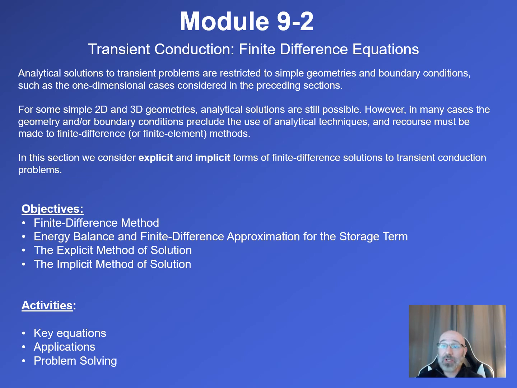So in this section, Module 9.2, we're going to take a look at some of these explicit and implicit forms of the finite difference solutions for these transient conduction problems. Within this module, we'll look at the finite difference method, talk about energy balance and the finite difference approximation for the storage term, and we'll also look at the explicit and implicit methods of solution. We'll go over the theory of all these topics, talk about our key equations, go through some practical applications, and then actually go through some problem solving together as well.